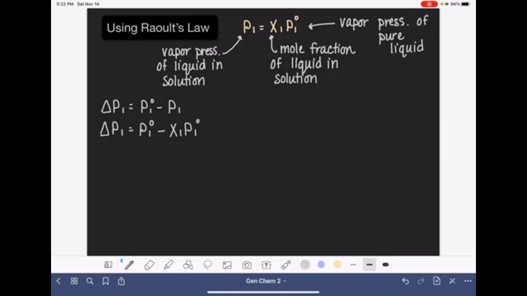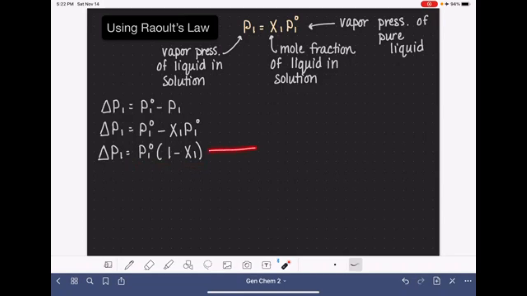I am going to do some algebra in the next step. So I'm going to see that on this side of the equation, I have P1 standard twice. So I'm just going to combine those terms. Again, just going to do some algebra here. And I'm going to get delta P1 is equal to P1 standard times 1 minus X1. So I'm doing basically the opposite of expanding.